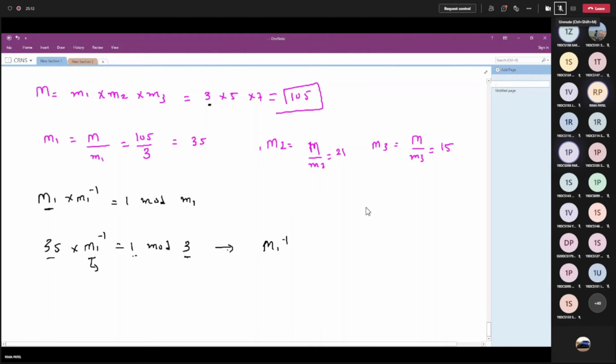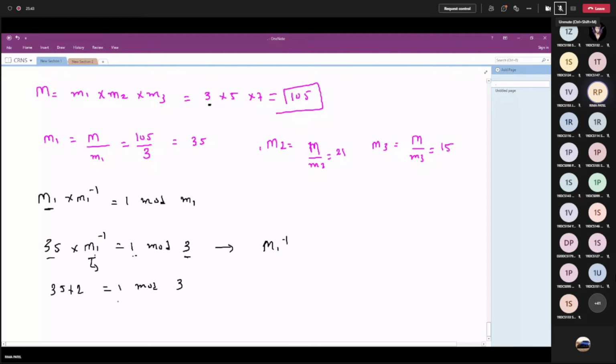Ma'am, I think M1 inverse will be 2. Because if I put 1, 35 divided by 3 does not give remainder 1. So I will try with 2. 35 into 2 is 70. You can also try with Fermat's theorem. That is also applicable over here. Yes, very good. So Fermat's theorem you can also use over here, right? We have done these small theorems, but then you need to apply them.